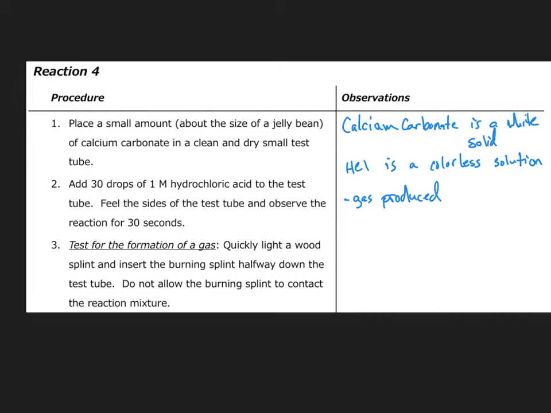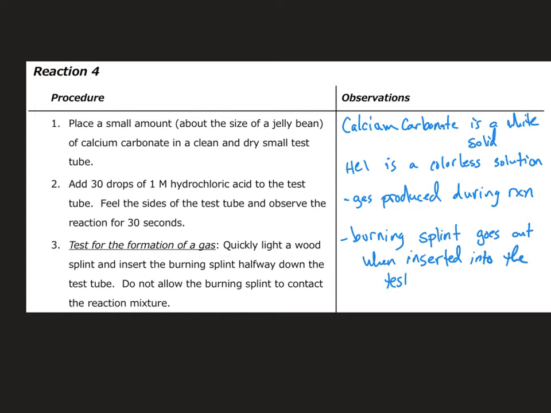So as this reaction occurs, some gas is produced. You probably saw some bubbling going on. One other thing that you saw was that when you put the burning wood splint into the test tube, the burning wood splint went out. So that gives you some indication as to what type of gas is present. It's certainly not a flammable gas, and it's certainly not a gas that would support combustion. All right, so that kind of helps you narrow it down.